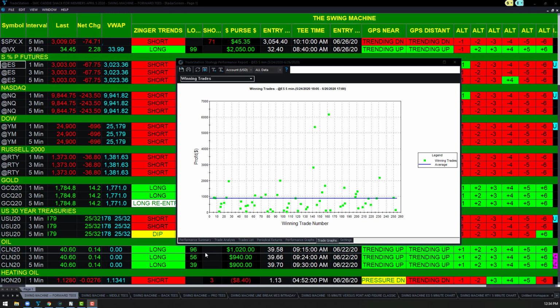What happens in the past may or may not happen in the future. It is the intangible, the unknown to trading. There is no holy grail that we're aware of. We'll keep looking, but there is no holy grail. But what we do want to know is, is Swing Machine putting us on where the fish are? Is it getting us in the right neighborhood?